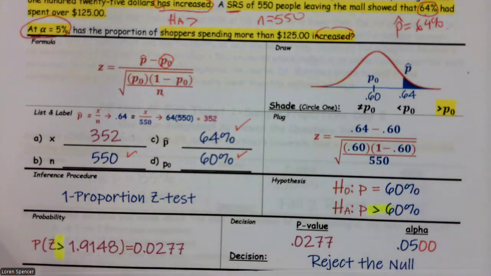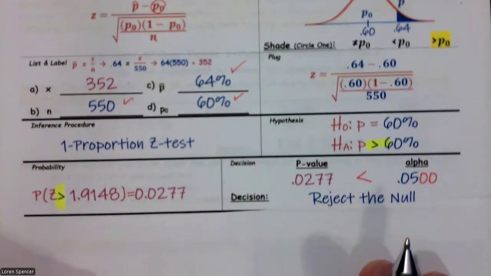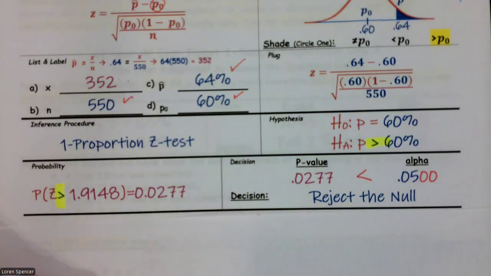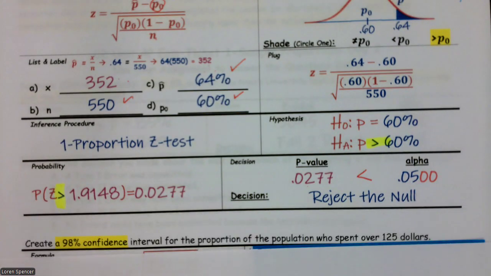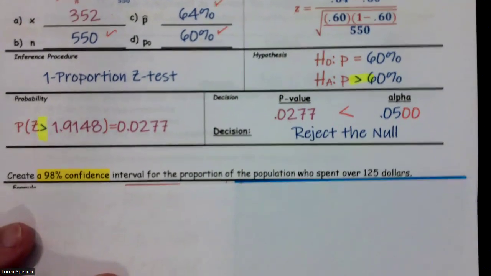And our 0.0277 is less than the alpha of 0.05. Make sure you always make them the same length because you can easily see 277 is less than 500. So our decision is to reject the null. All right, continuing on, creating the confidence interval.